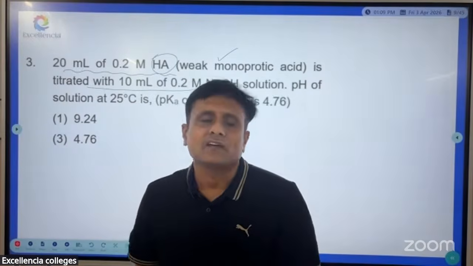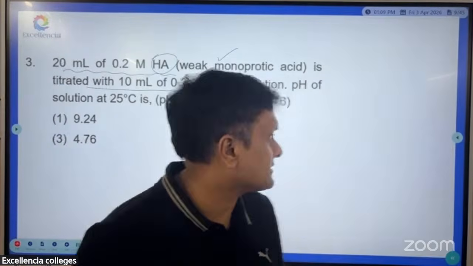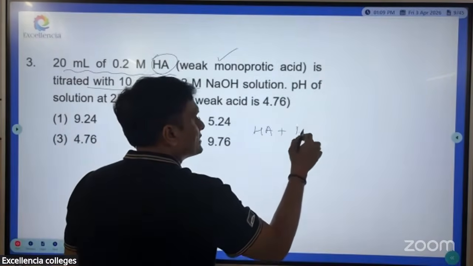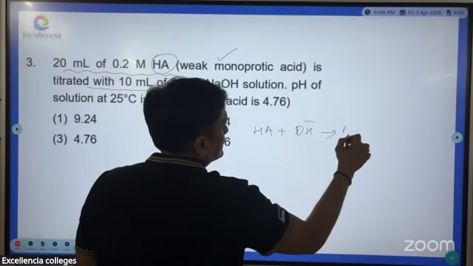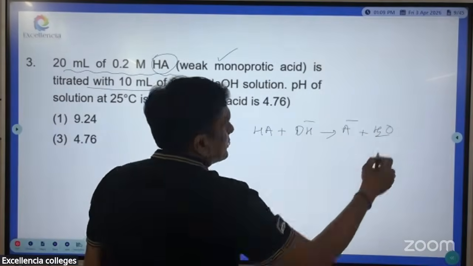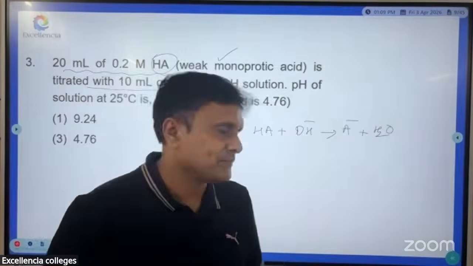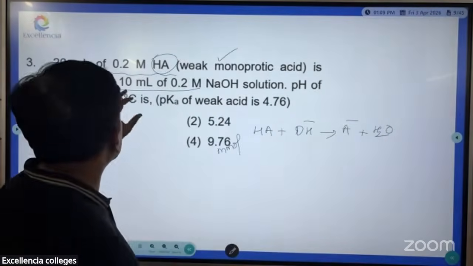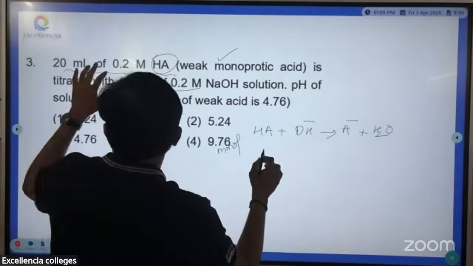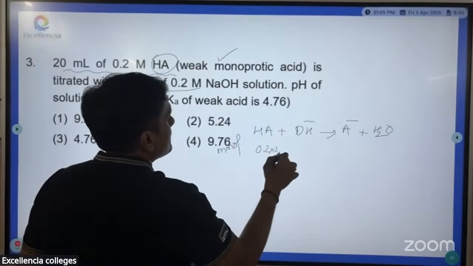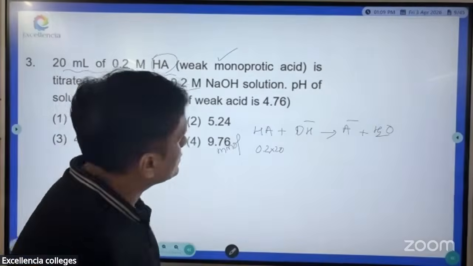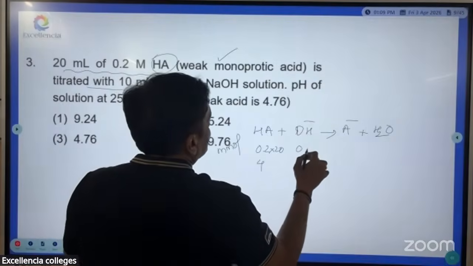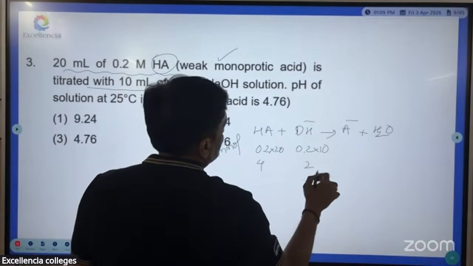Now let us see first of all, when we are titrating, how many moles of each substance is remaining out there. We have to convert this quickly into the moles for the reason that upon mixing, concentration changes. Now, when I am finding out the millimole of HA, molarity into volume in milliliter. In case of HA, you can see 0.2 into 20. All right. 0.2 into 20 will turn out to be how much? 4 millimole. And this data is 0.2 into 10, isn't it? So this is turning out to be 2 millimole.